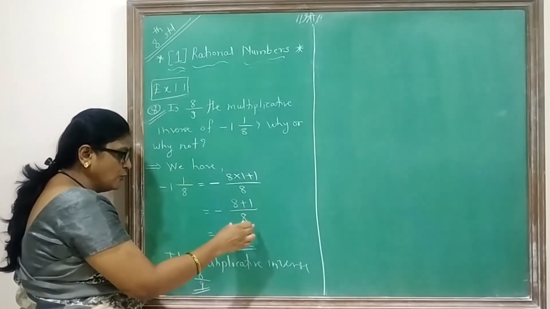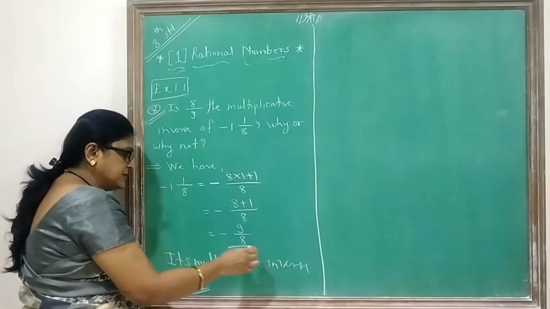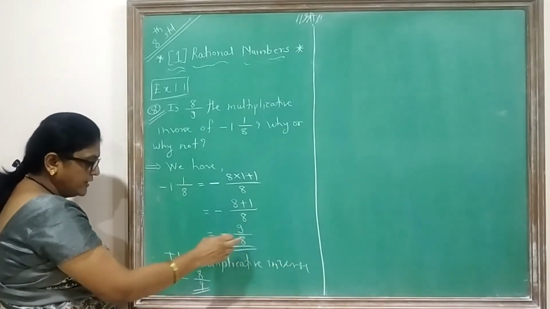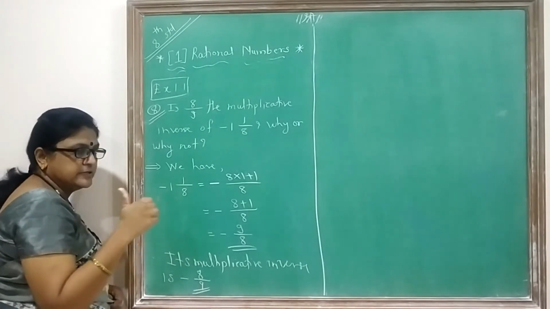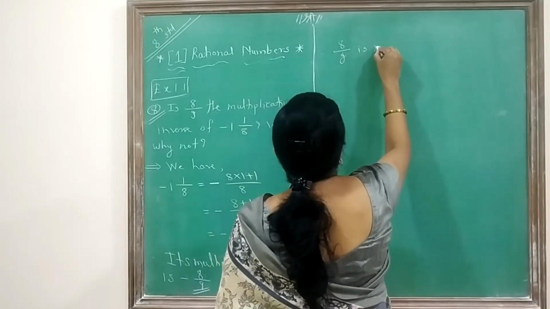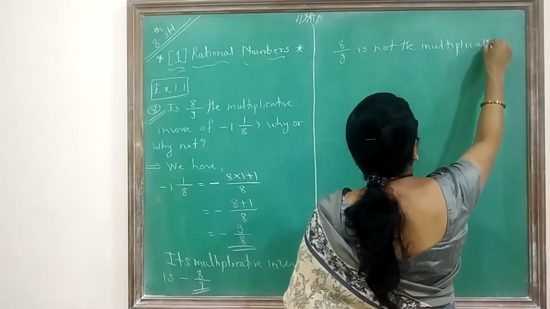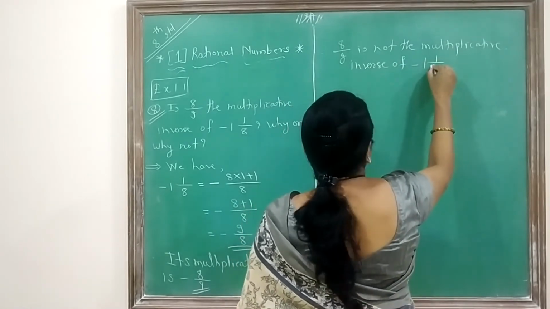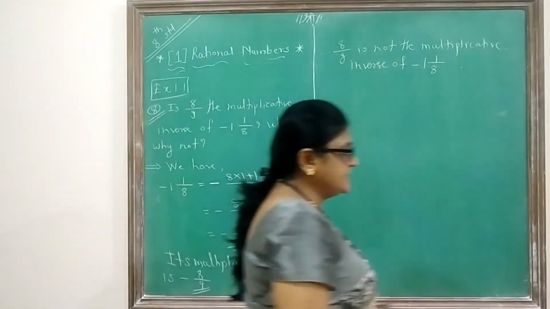Here 8/9 is given, so 8 by 9 is not the multiplicative inverse of -1/8, because when you convert -1/8 into p upon q form, you get -9/8, and its multiplicative inverse is -8/9. It is not 8 by 9, it is -8/9, so this is not correct. Write here: 8/9 is not the multiplicative inverse of -1/8. Then see the next example.